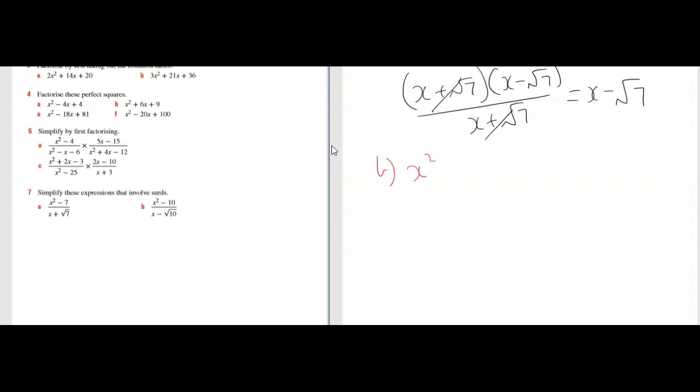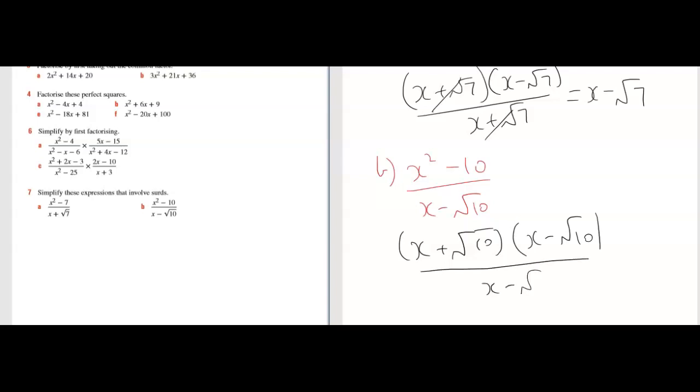All right, and then the second one is pretty similar, but let's do it anyway. So x squared minus 10 over x minus root 10. So difference of perfect squares. Getting a bit sloppy with my writing. Okay, so then we've got x minus root 10 on the bottom. You don't necessarily have to put that in brackets, but I will because why not? And then we've got x plus root 10 we are left with. Okay, I think that's it. Let me just quickly scroll. Good.